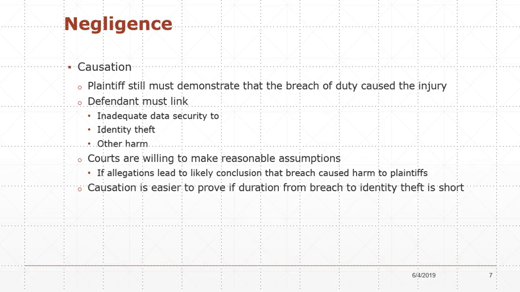Causation is another thing that has to be proven in negligence. The plaintiff still has to demonstrate that the breach of duty caused the injury. The plaintiff must link the inadequate data security to the identity theft or other harm. This is sometimes very difficult to prove. The courts are willing, however, to make reasonable assumptions.